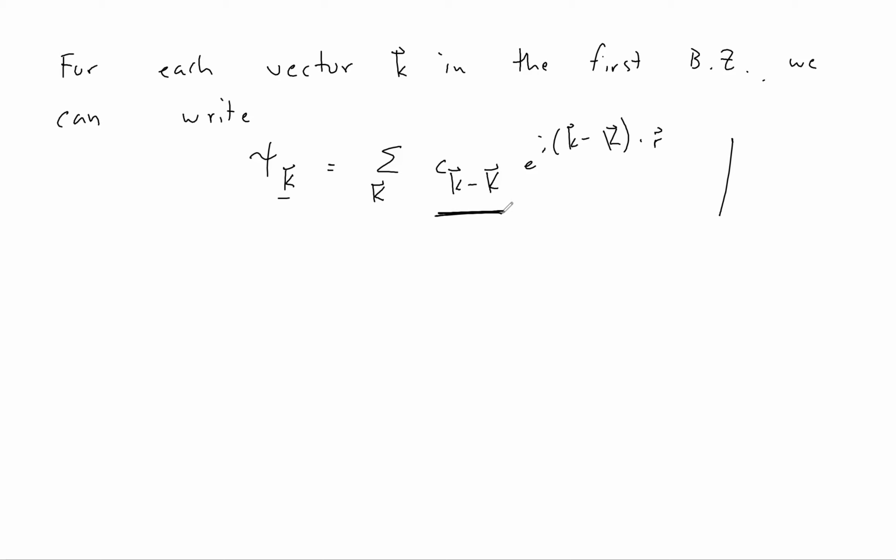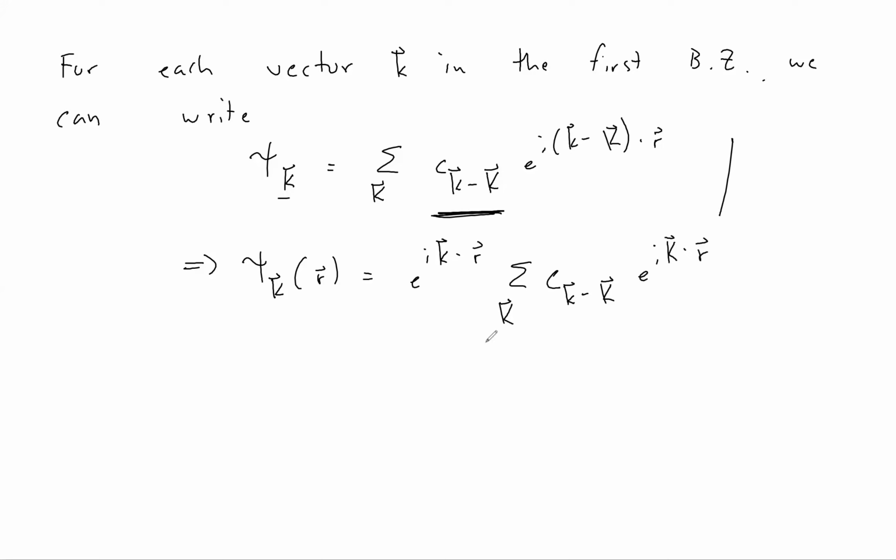So we're free to restrict the sum in this Fourier expansion over only those wave vectors that differ from little k by a reciprocal lattice vector. So what this means is that we can write the wave function as e to the i k dot r times the sum on big K, C of little k minus big K, times e to the i big K dot r.